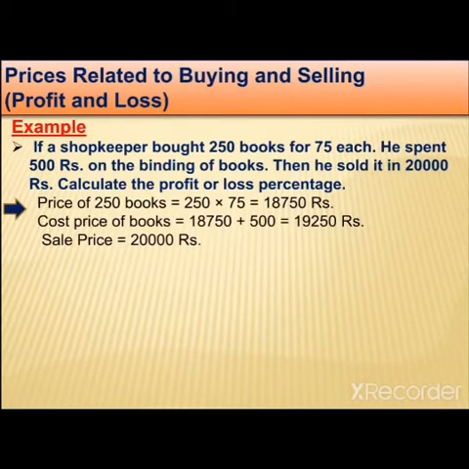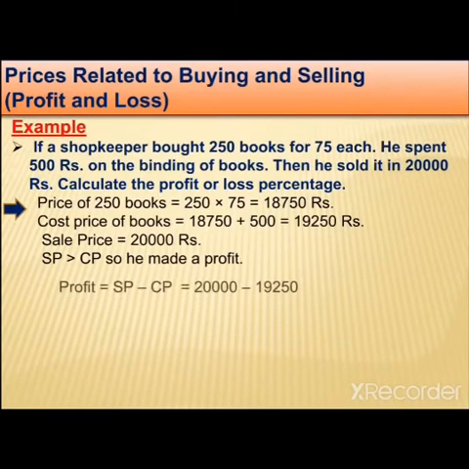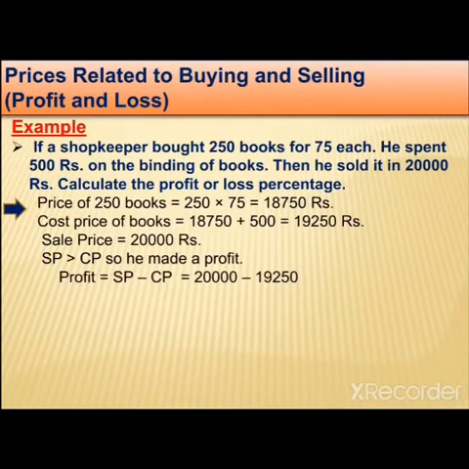So here sales price is greater than cost price. It means here SP is greater than CP. So he made a profit. So profit equal to SP minus CP. It means 20,000 minus 19,250. So total profit is 750 rupees.